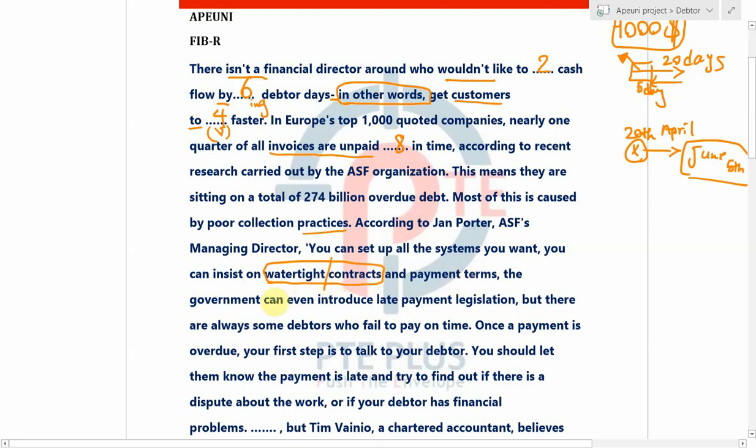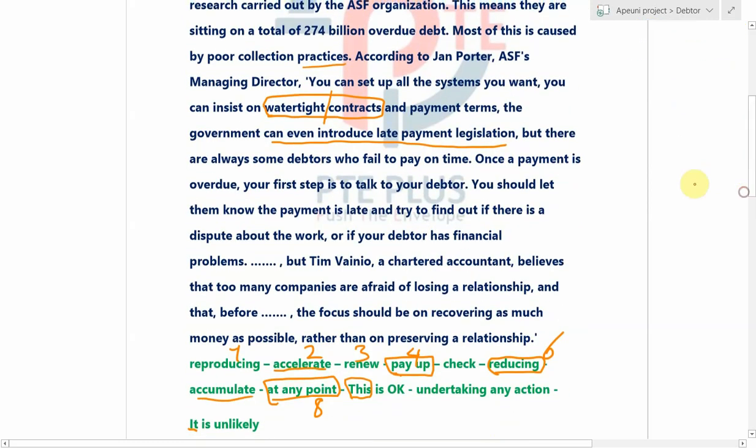And payment terms, and government can even introduce late payment legislation. It means government can impose legislation which makes those who are in debt pay back sooner, punish them maybe if they don't. But there are always some debtors who fail to pay on time. You can do everything you want, but there are some people who can't pay back.